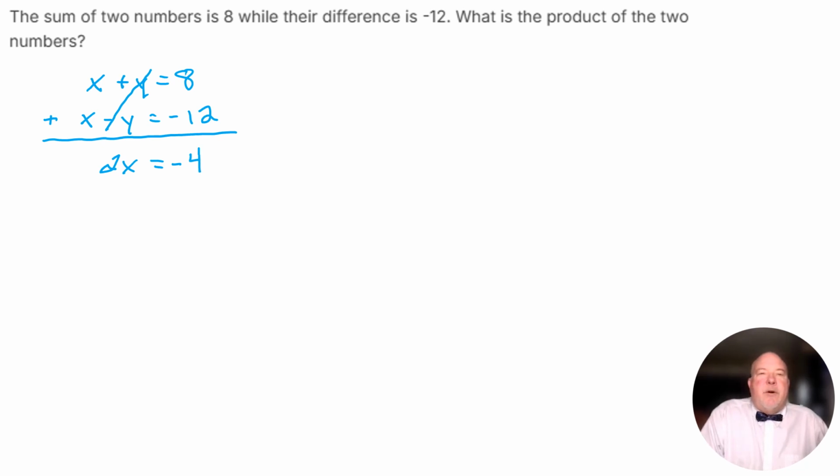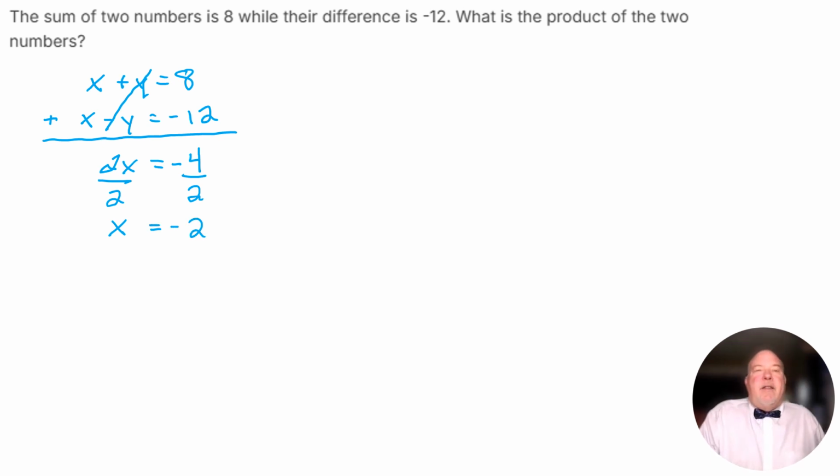So 2x equals negative 4. Now, the reason to do this was to create an equation with just one variable that I can solve for just that variable. So just a one-step equation here. I divide both sides by 2 to solve for x. And so I get x equals negative 2.